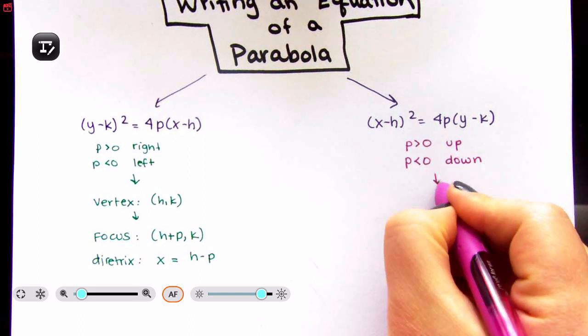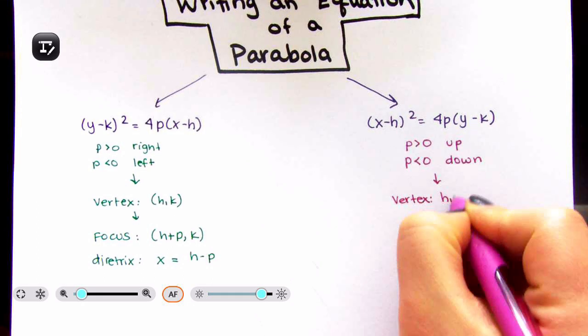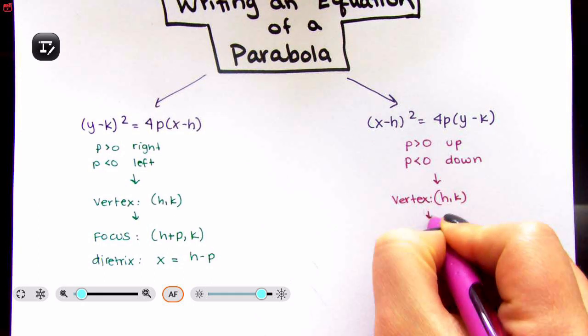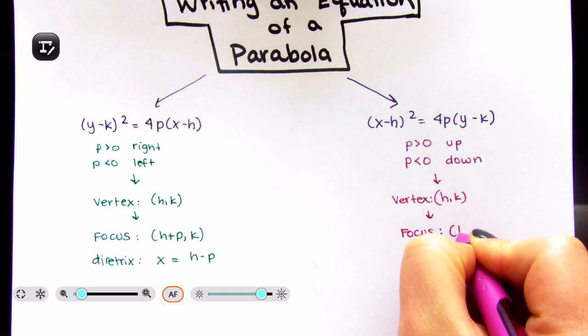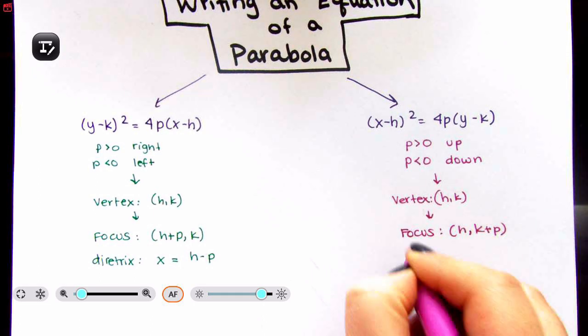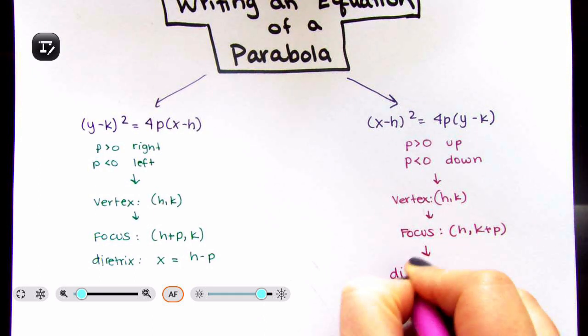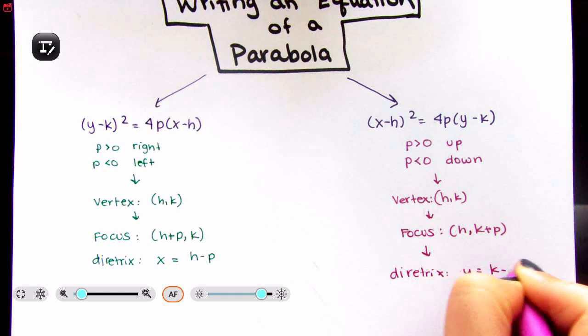Okay, so vertex is h comma k. Our focus is h comma k plus p, and our directrix is y equals k minus p.